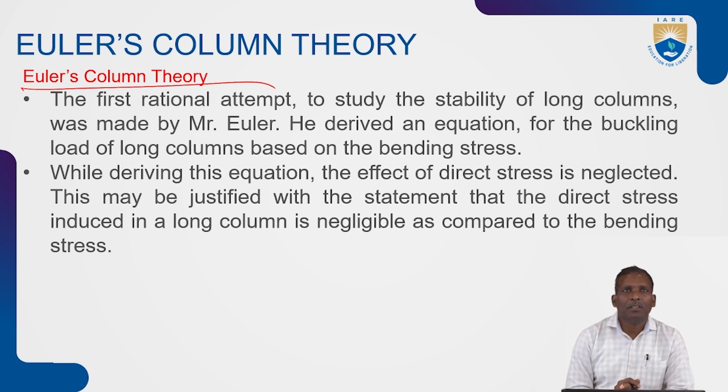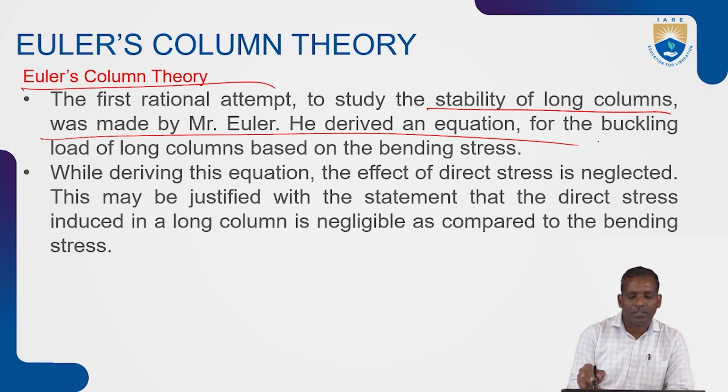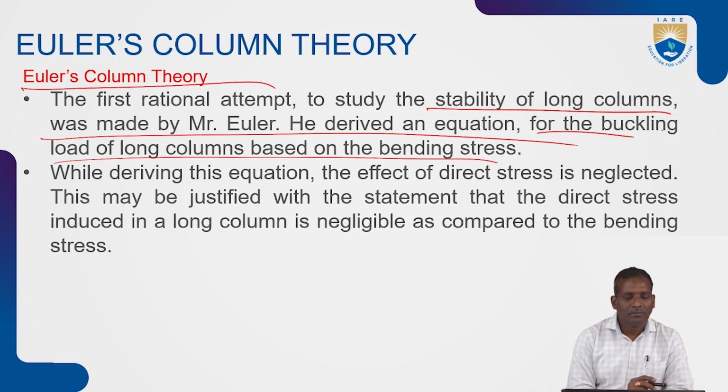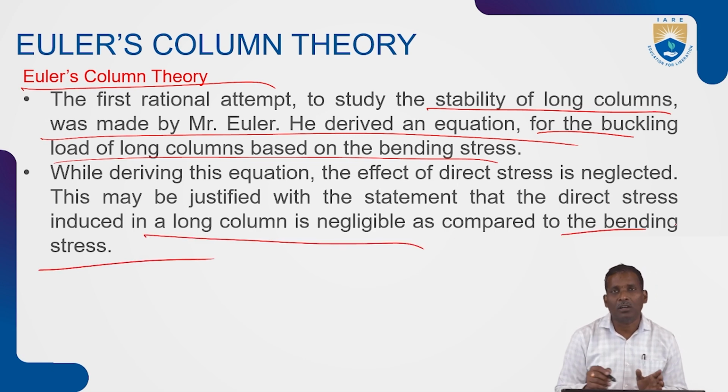To avoid this failure, Euler derived one theory. That theory is called Euler's column theory. The first rational attempt to study the stability of long columns was made by Mr. Euler. He derived an equation for the buckling load of long columns based on the bending stress. While deriving this equation, the effect of direct stress is neglected. This may be justified with the statement that the direct stress induced in a long column is negligible as compared to the bending stress.